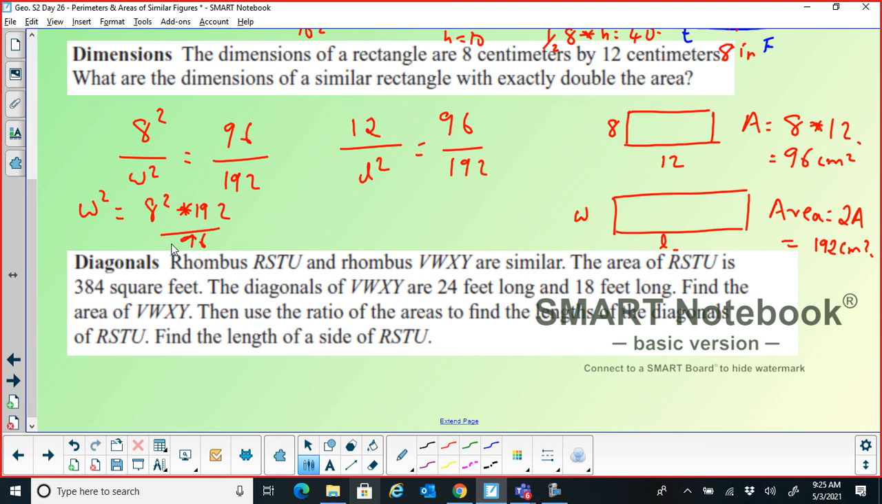Okay, so here 8 squared is 64 times 192 divided by 96 gives us 128. And taking the square root of 128, I get 11.314. So I get W equals 11.314.